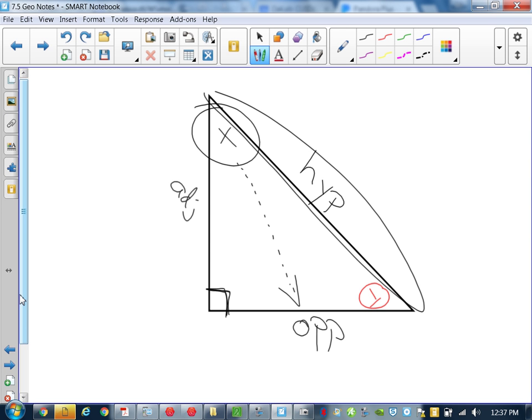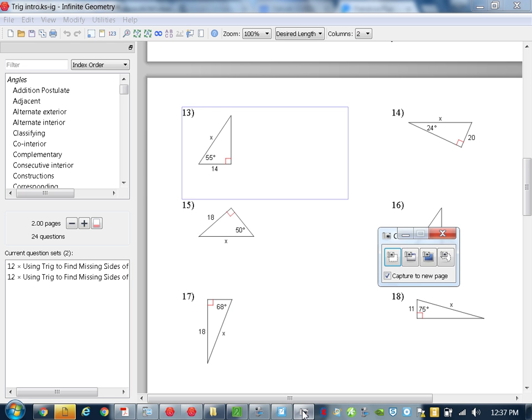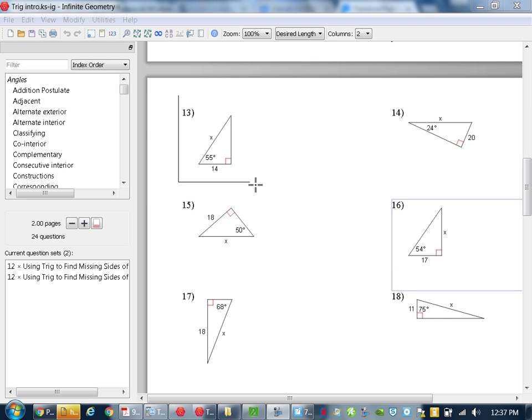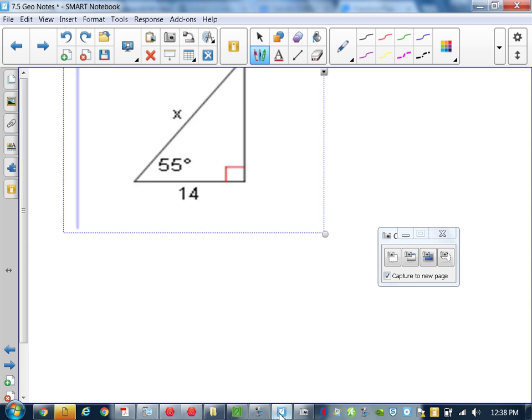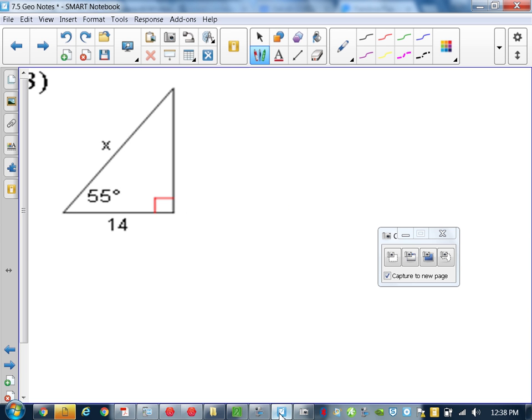All right, let me show you another example. So if I have something like this, I have some numbers, I have a variable, I have an angle.